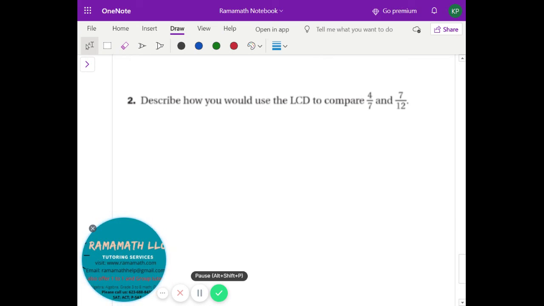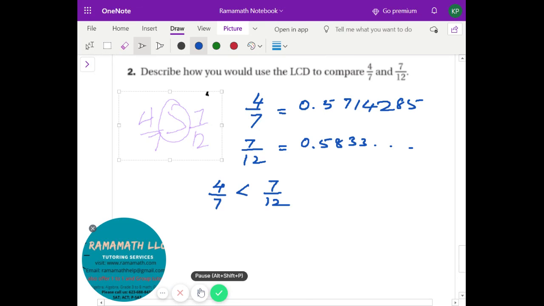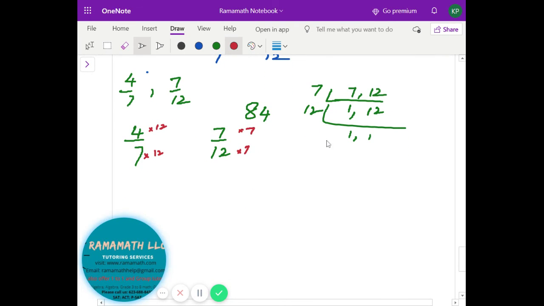Describe how you would use LCD to compare the fractions. So we get the common LCM for the 7 and 12. We got that is 84. Now I want to get both fractions to have the same denominator. So then I'm going to get, this is 84. 4 times 12 is 48. And the other one has the same denominator, but this one is 7 times 7, which is 49. So if I look at this, obviously 49 is bigger, so the second fraction is bigger. Understand that? So that's how you use the LCM to compare the fractions.